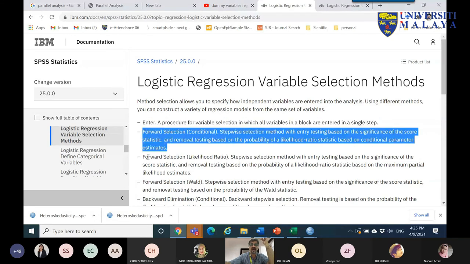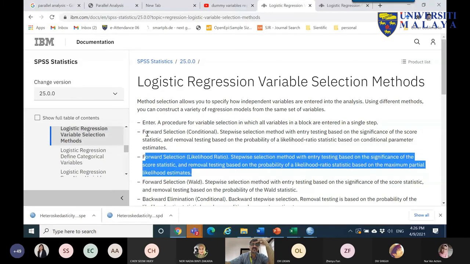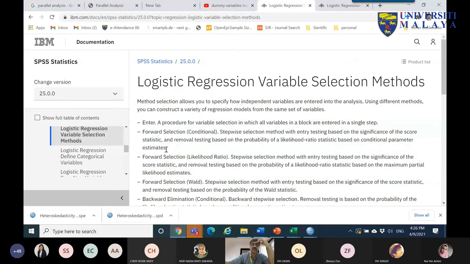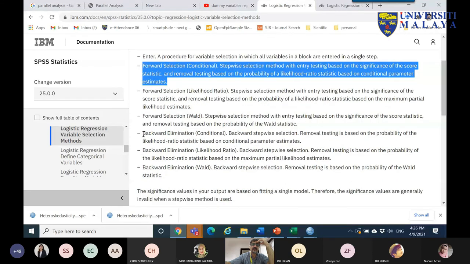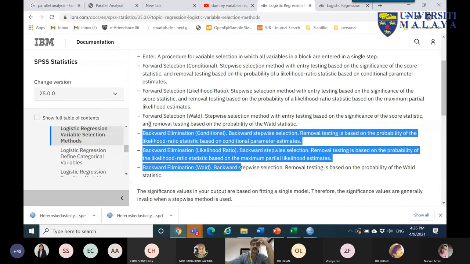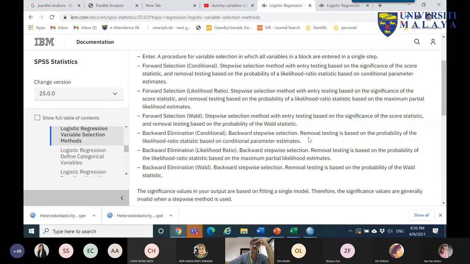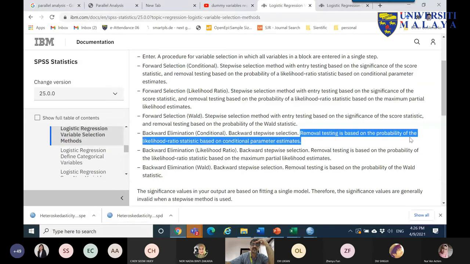So there are all these techniques. As I mentioned, the best one that I always recommend to my students is forward selection. But the backward is also the reverse. The backward selection is removal testing based on the probability of the likelihood ratio statistic. Correct?